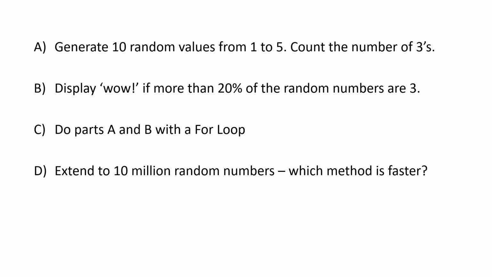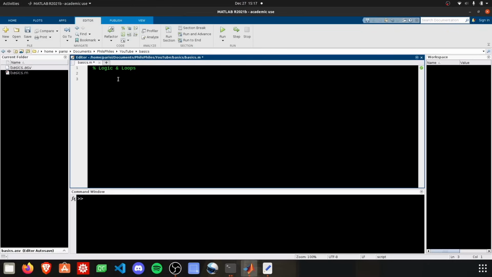In part B, we're going to display the word wow if there is more than 20% of the numbers being 3. In part C, we're going to do A and B again, but using a for loop. We'll introduce the for loop mentality here, and then we're going to extend this instead of 10 random numbers to 10 million random numbers, and we're going to compare the speeds and the time it takes to compute using the two different methods. We are back to a blank script in MATLAB.